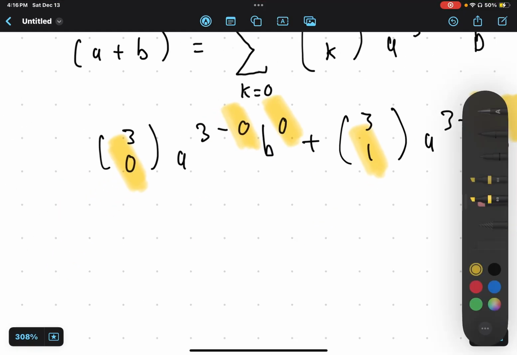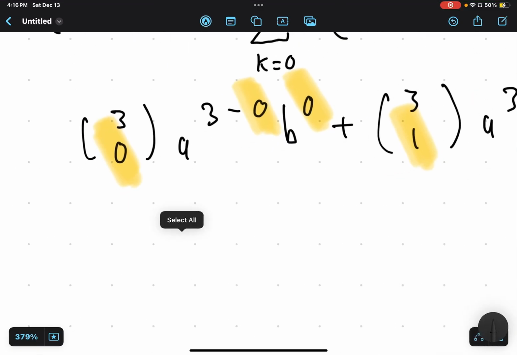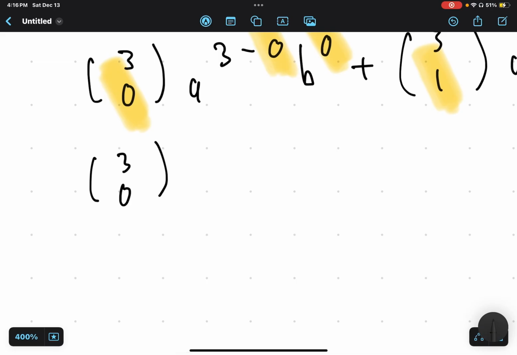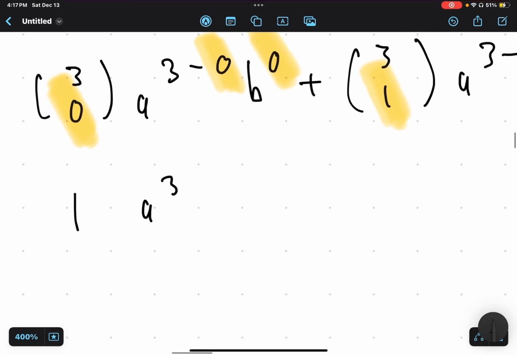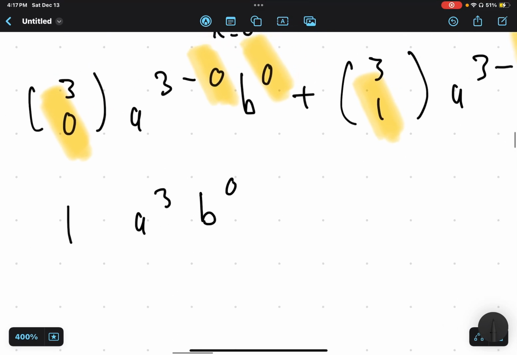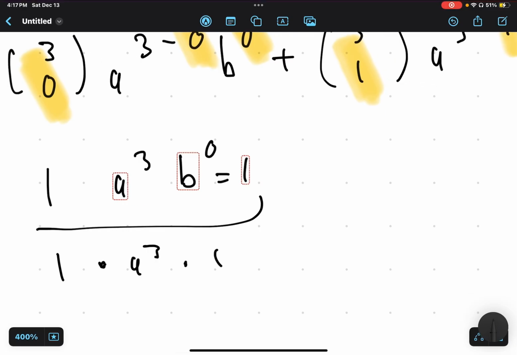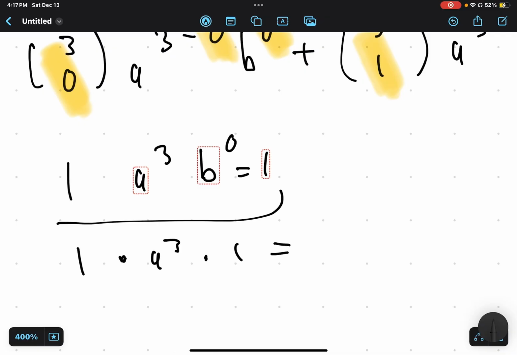So the first one, what does it tell us? We're going to simplify the first little group we have here. 3 choose 0. You can calculate it yourself if you want to, but I already know it's 1. So 3 choose 0 is 1, a to the power of 3 minus 0 is a to the power of 3, and b to the power of 0 is 1. So what we have here is 1 times a to the power of 3 times 1. Pretty easy.